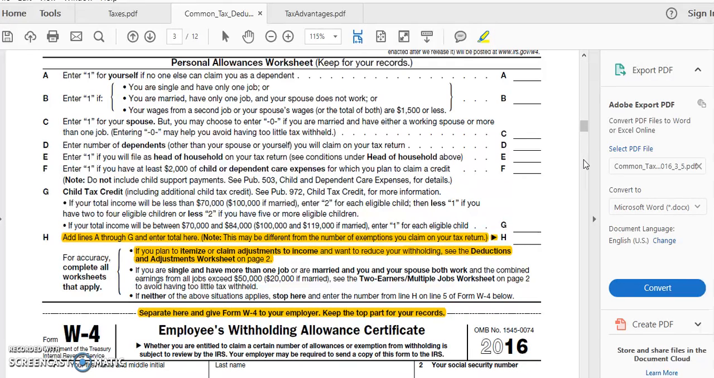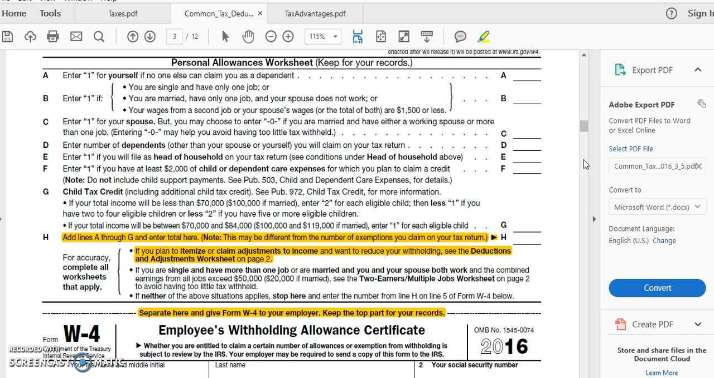Line F says enter 1 if you have at least $2,000 in child or dependent care expenses. I don't have any expenses. My son is 14, so I'm not paying for daycare. But when he was 4 or 5 years old, he was in daycare. And I remember paying something really inexpensive, like $75 a week. Well, that's about $3,600 a year. So if he was still in daycare, I would have been able to claim 1 for child care expenses.